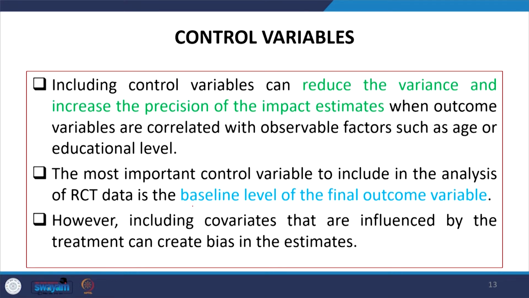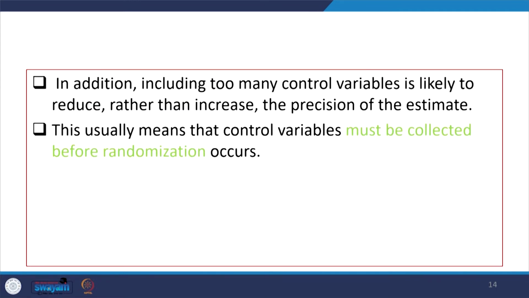So, the baseline level of the final outcome variable is most important to emphasize. However, including covariates that are influenced by the treatment can create bias in the estimates. In addition, including too many control variables is likely to reduce rather than increase the precision of the estimate. So, too many or too few has to be taken care of.